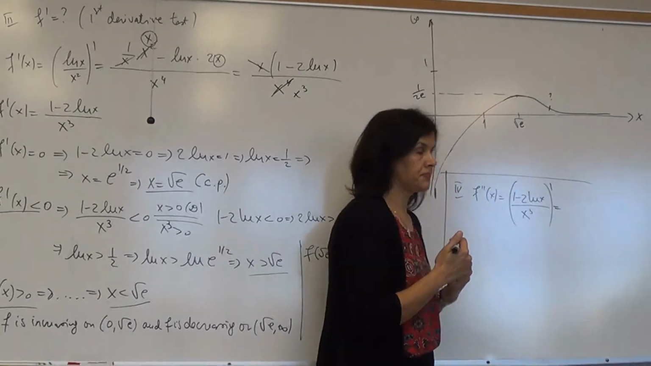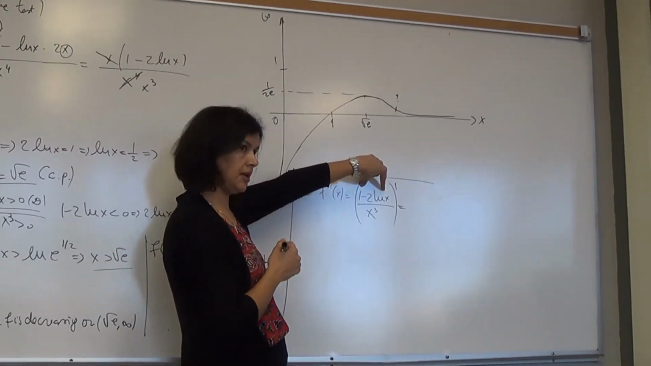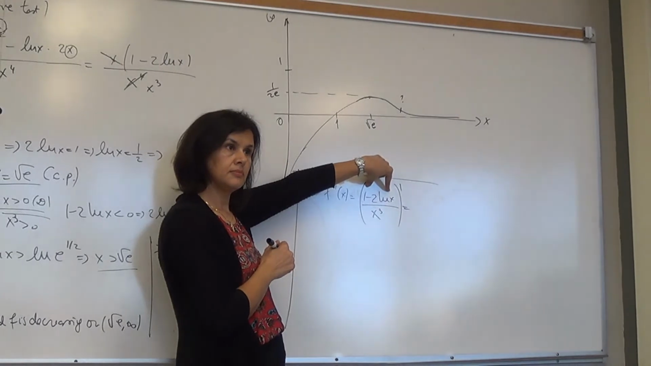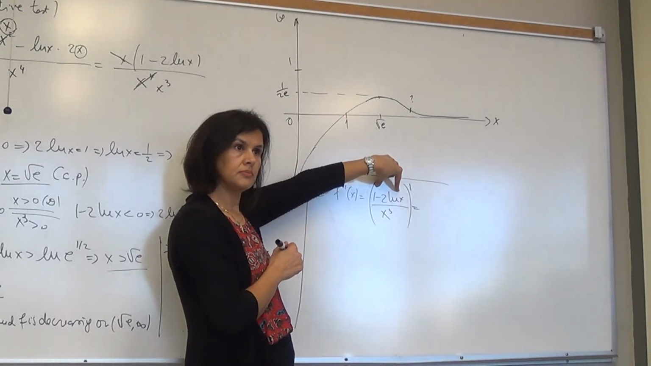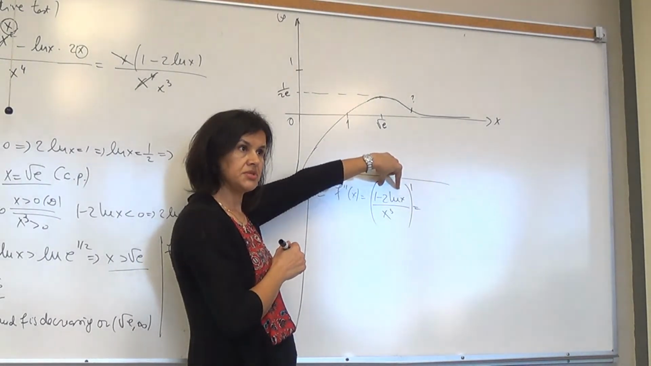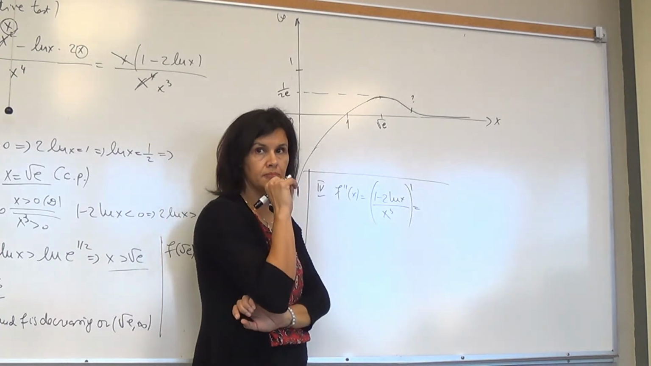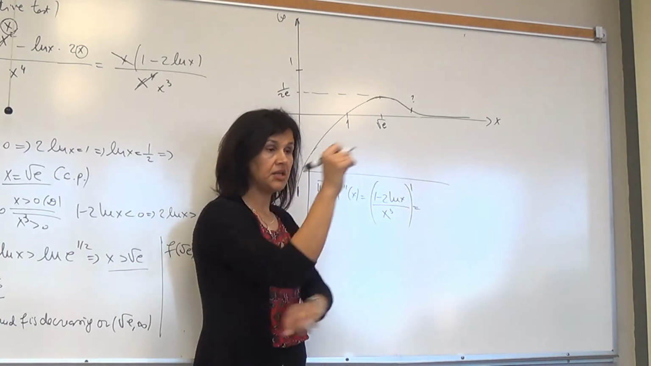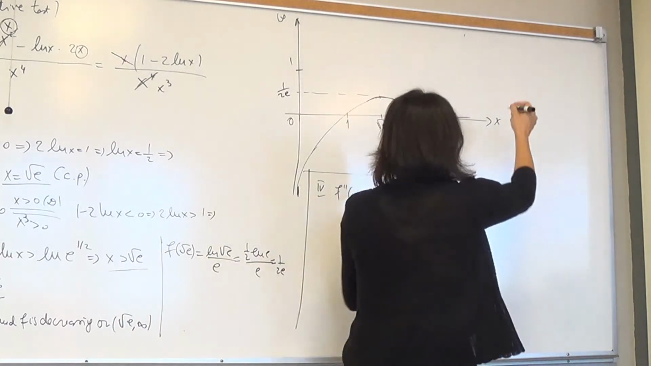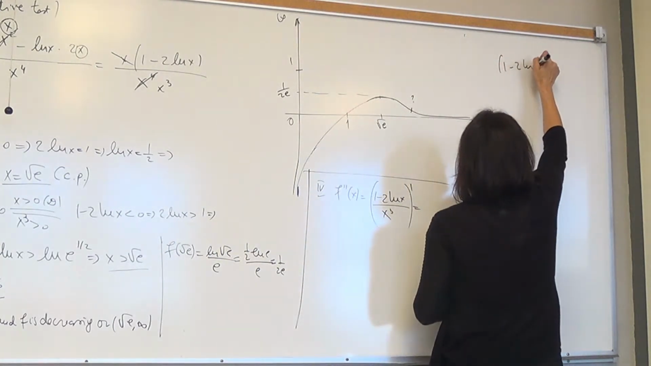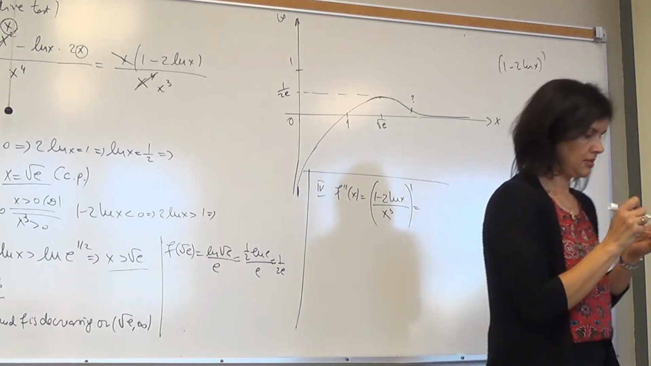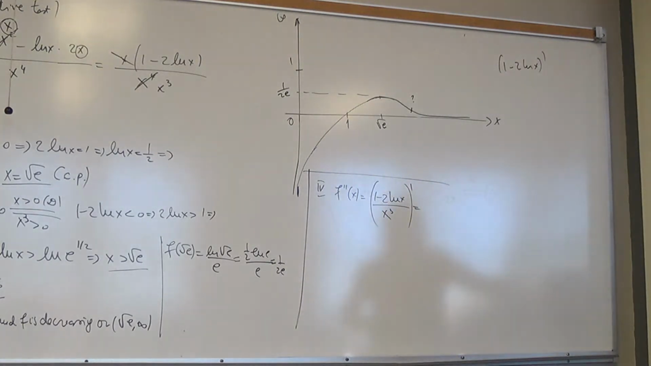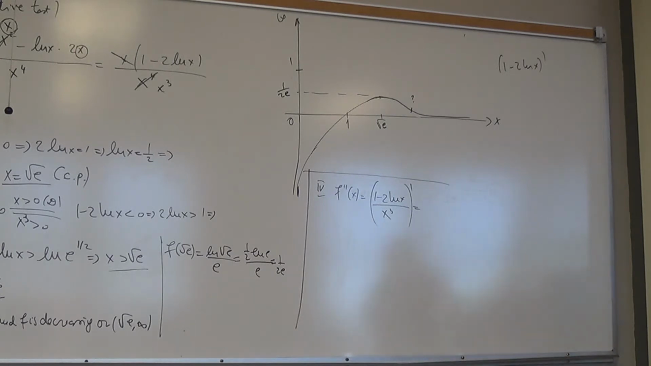Quotient rule: the derivative of the numerator is the derivative of this. Can I see yours? I want to see this. So 1 minus 2 ln of x, prime. And I will finish the problem with your help. The derivative of the numerator.